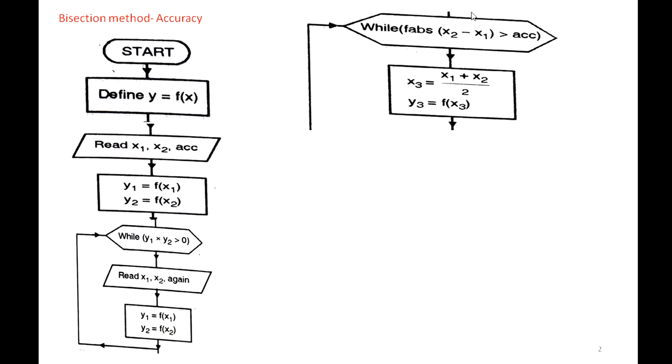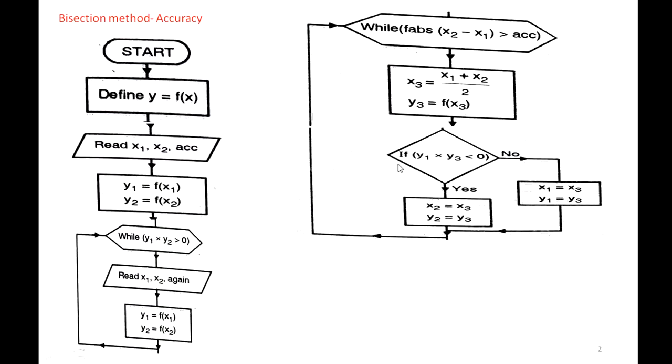But in case x2 minus x1 is greater than accuracy, then we will check the following condition. That condition is if y1 into y3 is less than 0, and if this condition is true, then we will replace x2 by x3. Similarly, y2 will be replaced by y3. If this condition is not true, then we will replace x1 by x3. Similarly, y1 is replaced by y3.